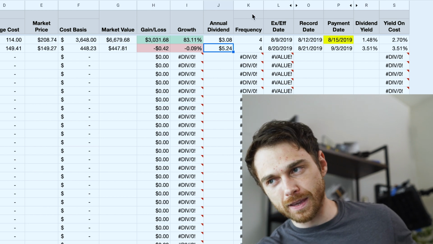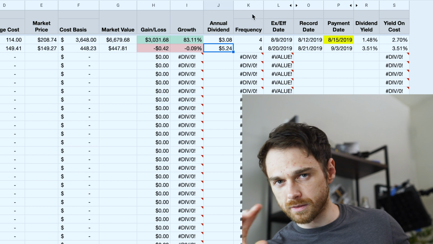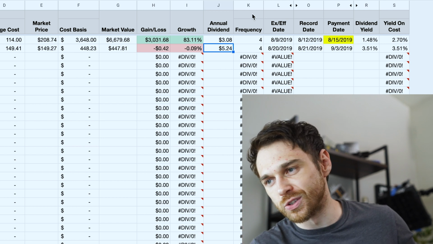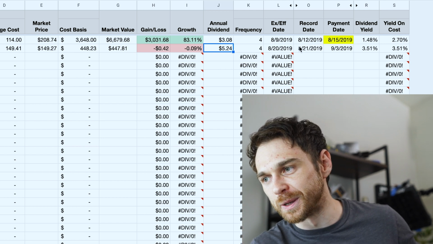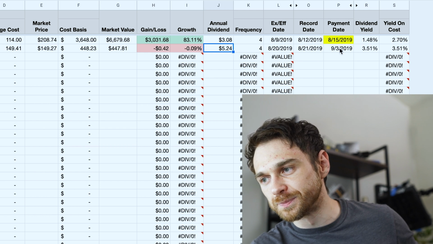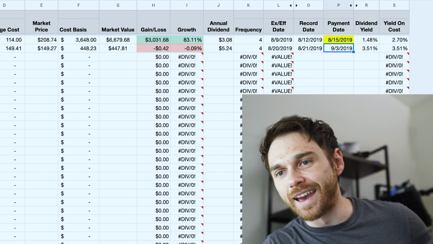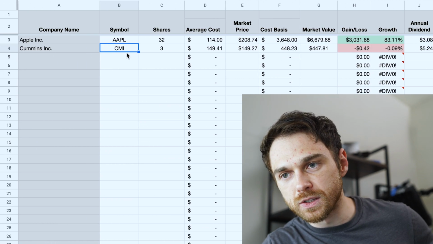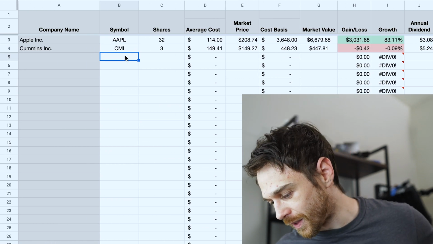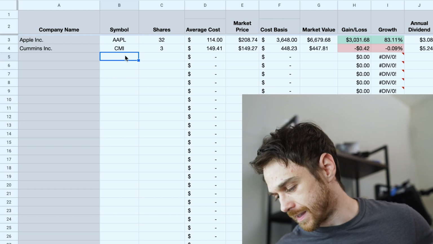And I actually have a column that's hidden in there that shows you that, but I just thought it was kind of a useless column, so I didn't include it as a visible feature. And I can see the payment date is actually next month for Cummins, which is nice. And so let's continue. This is super easy. Hope you guys can tell just how automated this process is.